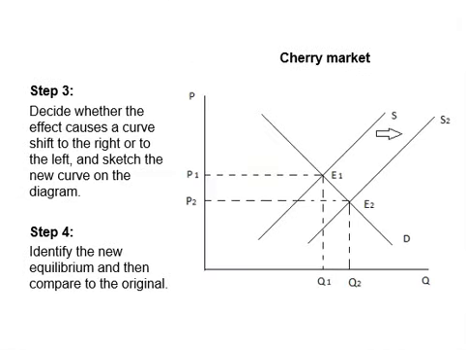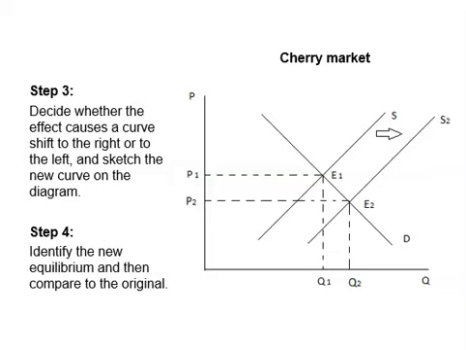Step 3. Decide whether the effect causes the curve to shift to the right or to the left, and then sketch the new curve on the graph. An increase in supply is demonstrated on the graph by a shift to the right of the supply curve. The graph now has a new supply curve S2 on the right-hand side of the old supply curve.